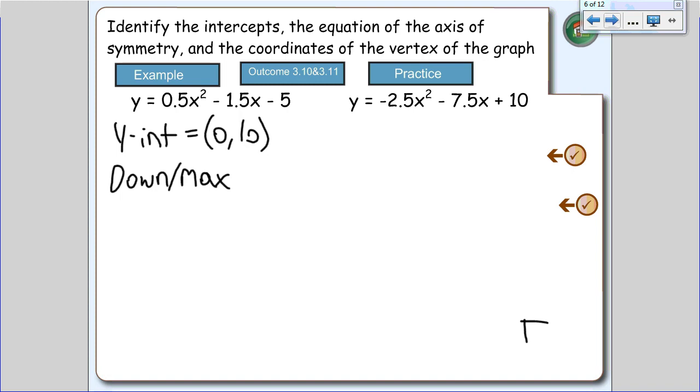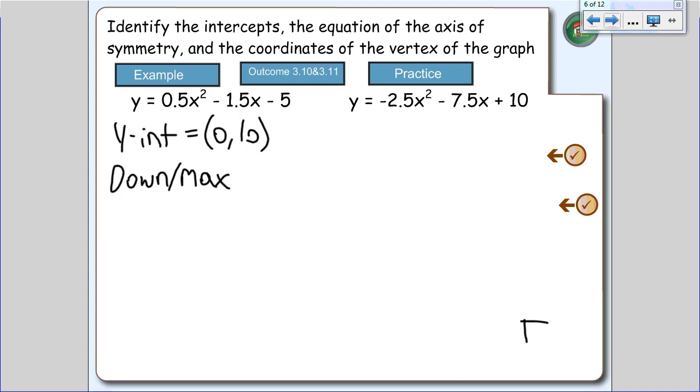Pay attention. How do you know it's down and max, Keely? Because the A value is negative, and when you're going down, you have to have a max. Good job. Okay, what else do we know in this form? Nothing else. But what can we find? Everything. Let's find the x-intercepts.